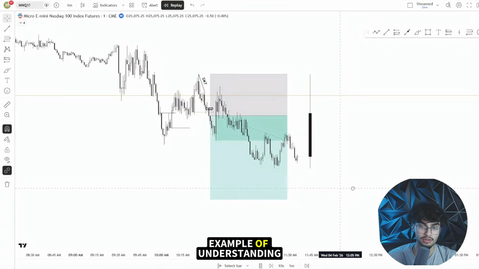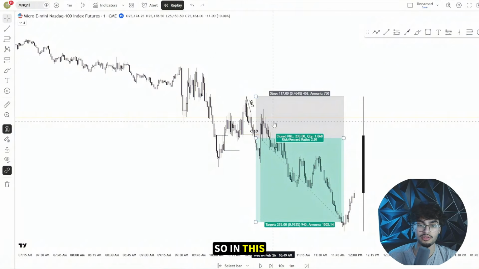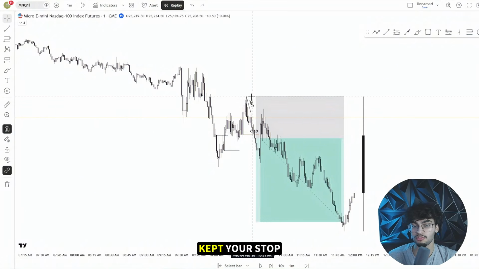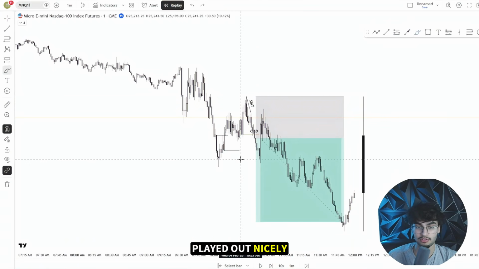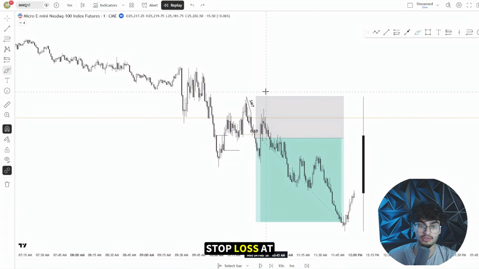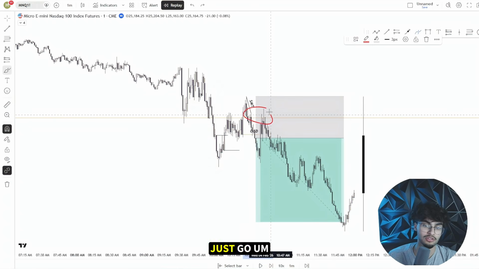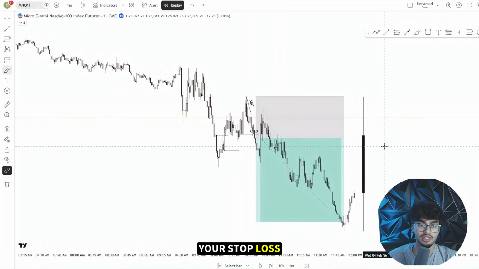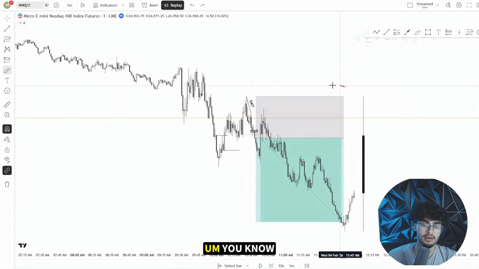And this is just an example of understanding where the market actually wants to go and understanding swing points. So in this case, if you kept your stop loss here, you got induced. You can't really do much about that, but if you kept your stop loss at that high, it played out nicely. So I would really recommend keeping your stop loss at the highest swing high in the legs. Don't keep it at internal swing points like this, because usually we just go induce them and then continue lower. So you learn your lesson: keep your stop loss at significant swing highs in market structure, and then trade based off that.